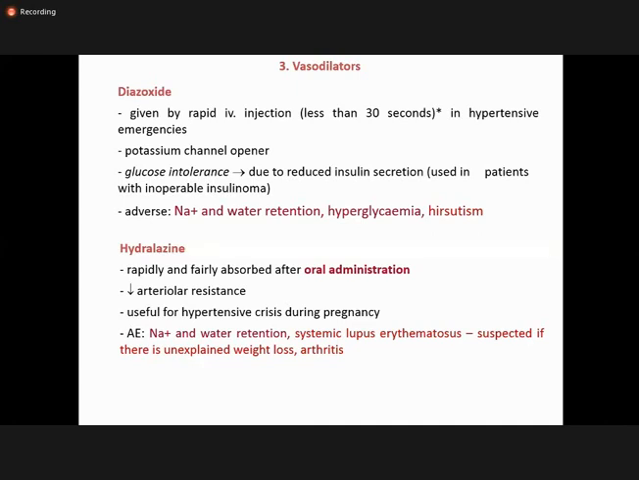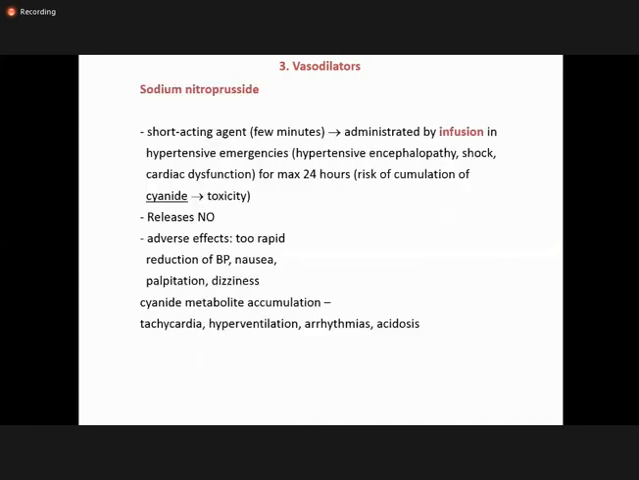Systemic lupus erythematosus. So this is one of the drugs that can produce systemic lupus erythematosus as a side effect, and it is one of the exam-oriented points. We are going to suspect it when there is unexplained weight loss or arthritis. If a patient is using hydralazine and presents with unexplained weight loss and arthritis, we can think about systemic lupus.